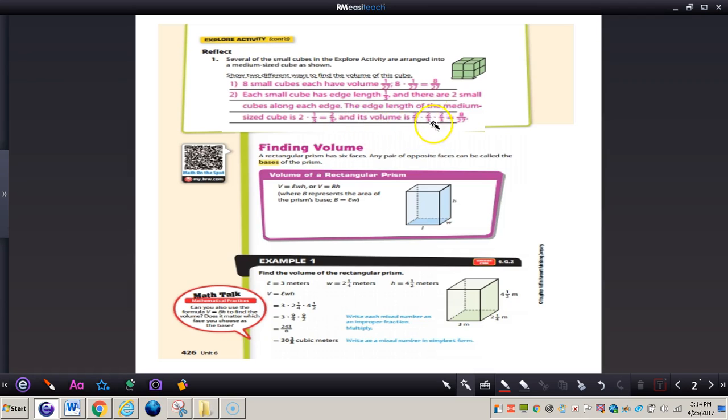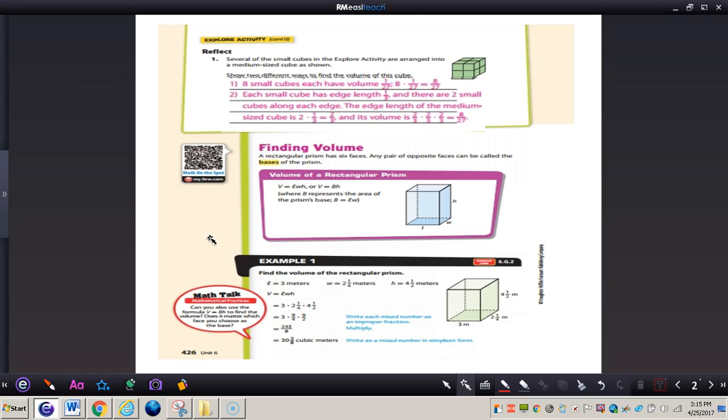Sorry, 2/3 times 2/3 times 2/3 is going to equal 8/27. Now let's take a look at finding volume. A rectangular prism has 6 faces. It's important to understand that. Any pair of opposite faces can be called the bases of the prism.